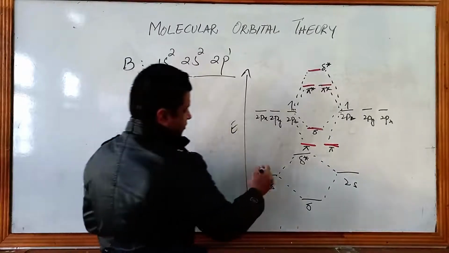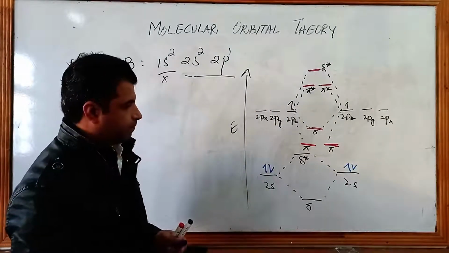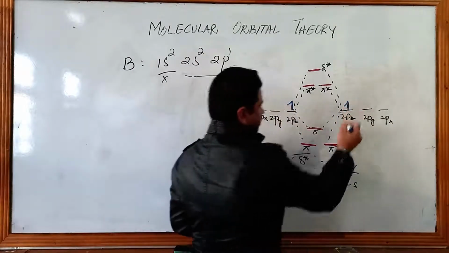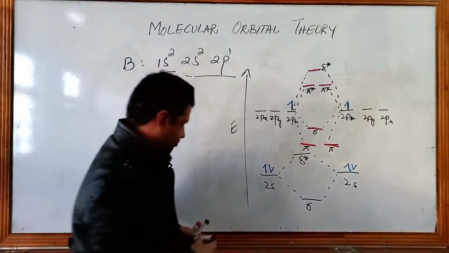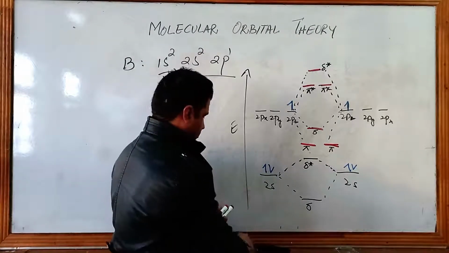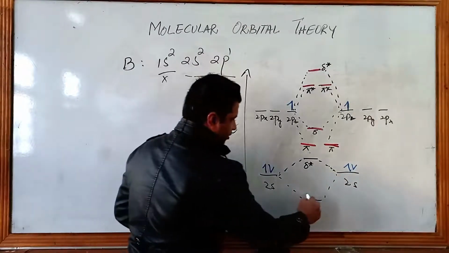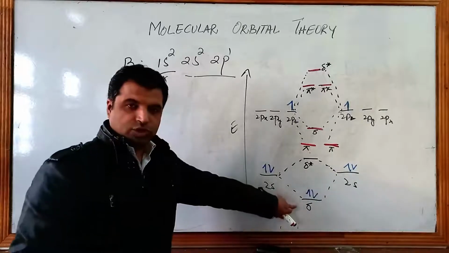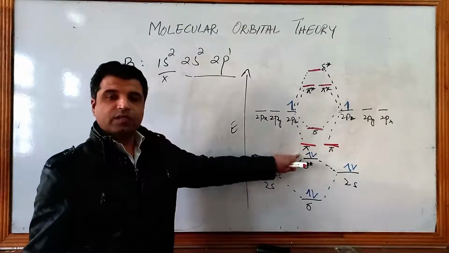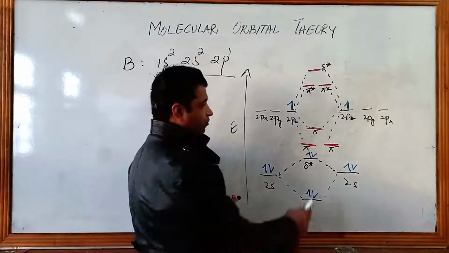The 2s orbitals of both the borons have 2 electrons each, and the p orbital has only one electron. So let's start filling the orbitals. In the 2s we have 4 electrons. You start filling from the lowest energy orbital. 2 electrons go into the sigma bonding molecular orbital and 2 electrons go into the sigma star anti-bonding molecular orbital. Then we have the p orbitals. So we have a total of 2 electrons.